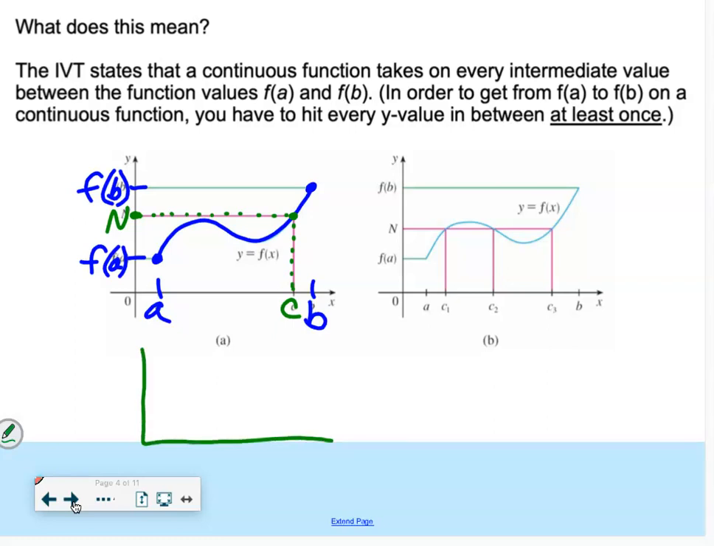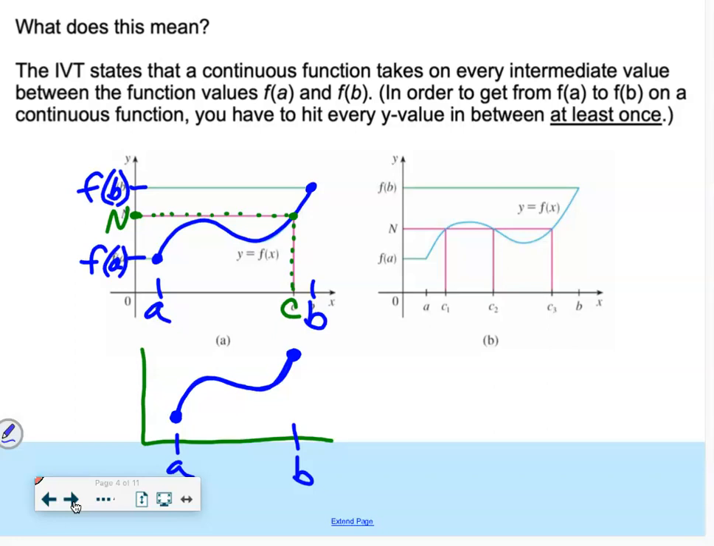Here's what you'd really say. You would say, to get from A to B on a continuous function, I have to hit every y value in between them at least once. That's what it's really saying. If you've got a continuous function and you're going from A to B, you've got to hit every y value in between those at least once.